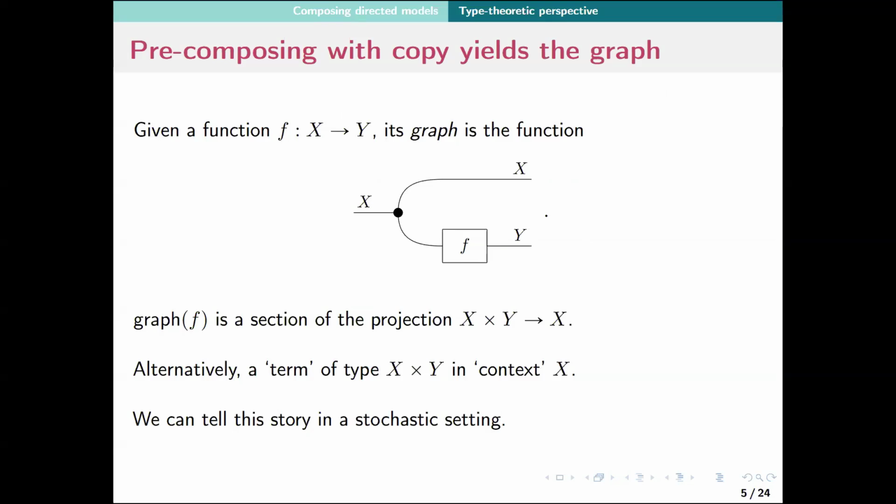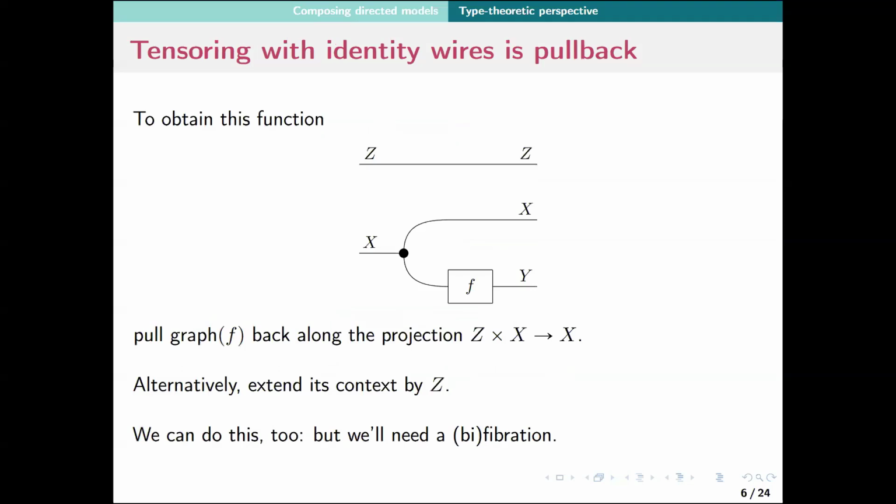Being a section of this projection means that we could think of it as a sort of type theoretic term of this product type, with x being the context. But this story so far is all deterministic. It's just with sets and functions. But we can tell the same thing with probability kernels. And so that's what we'll do.